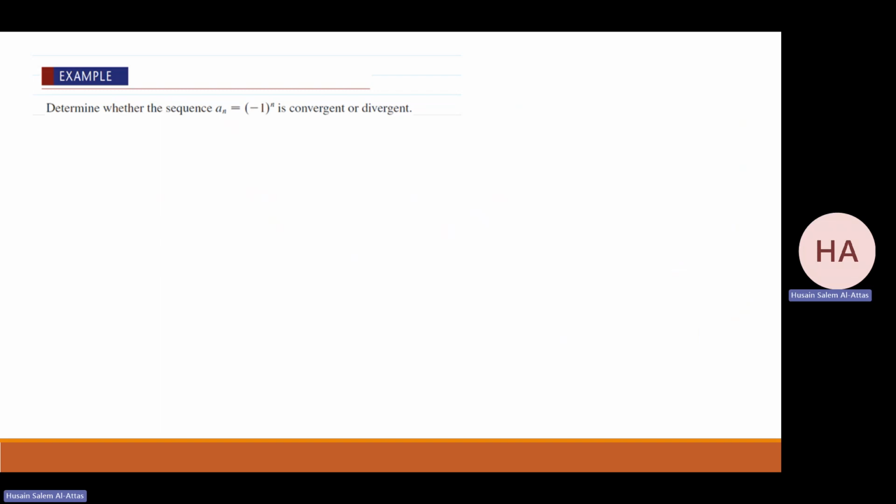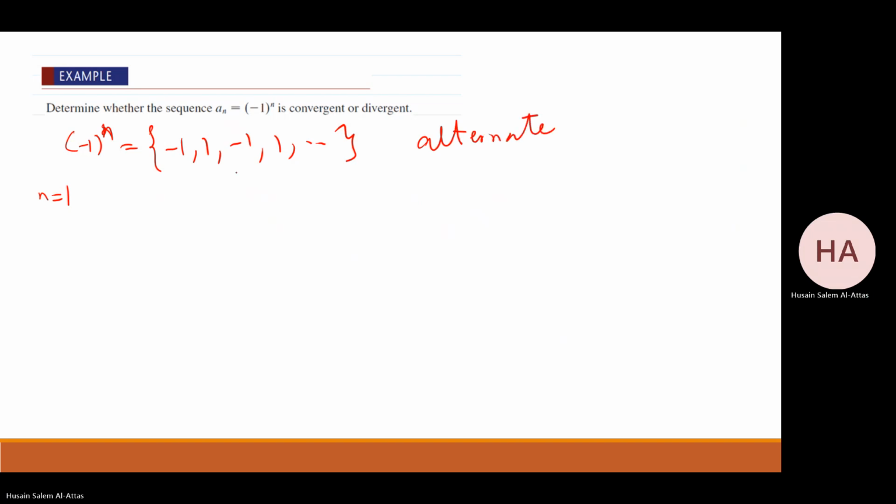This sequence, yeah, we know this sequence, minus 1 to the power n. Actually, it's what? Assume starting with n equal 1. It's minus 1, 1, minus 1, 1. So it will alternate. So this sequence diverges, because I will not know as I'm reaching infinity what will happen. It's minus 1 or it's 1. Because of that, we say the sequence diverges. I don't know a specific value that it will reach, either minus 1 or 1.